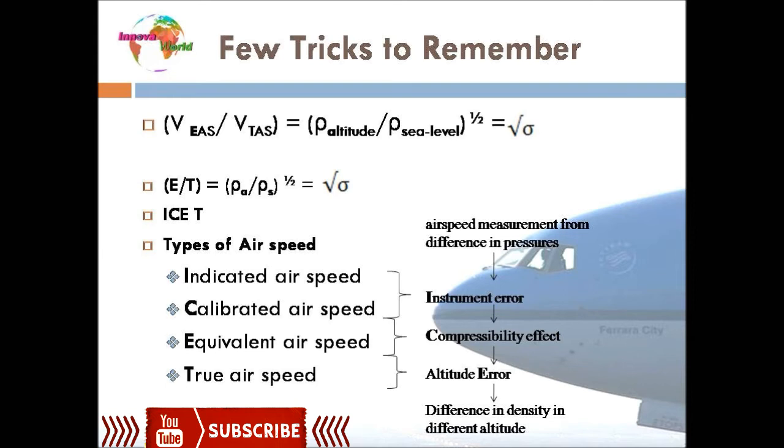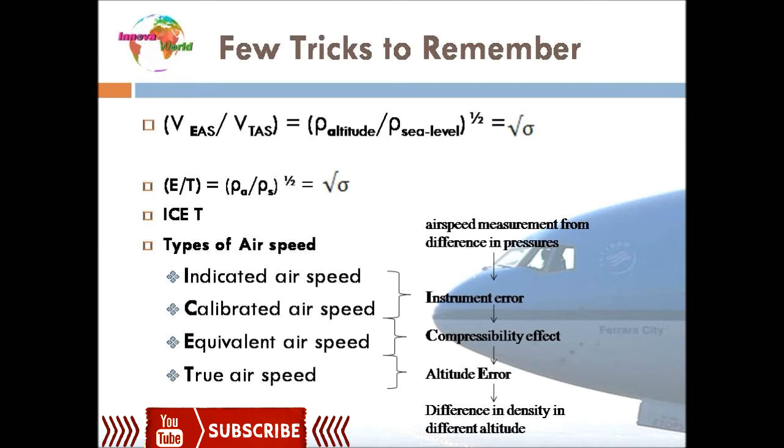So what do you mean by indicated airspeed? Indicated airspeed is where we measure the airspeed from the difference in pressures. Now what do you mean by calibrated airspeed? It is used to correct for instrument error. Equivalent airspeed is used to correct the compressibility effect, and true airspeed corrects the altitude error and the difference in density at different altitudes.